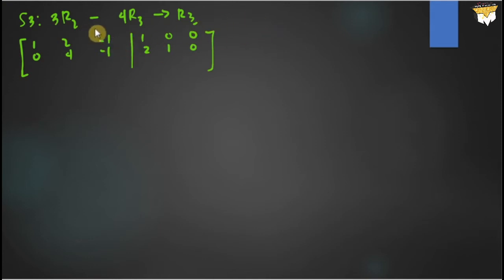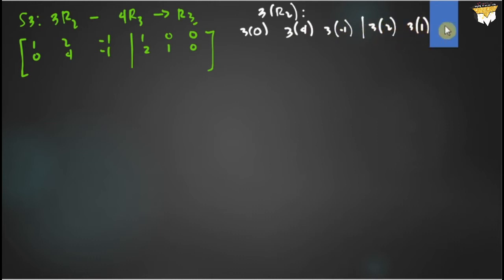Multiply natin muna si row 2 by 3. So, ito, 3 times row 2. Yung row 2 natin, we have 0, times natin ito sa 3, then 3 times 4, then 3 times negative 1, then 3 times 2, then 3 times 1, then 3 times 0. Okay, so 3 times 0, of course, is 0. This is 12. This is negative 3. This is 6. This is 3. Then this is 0. Para rin sa row 2.